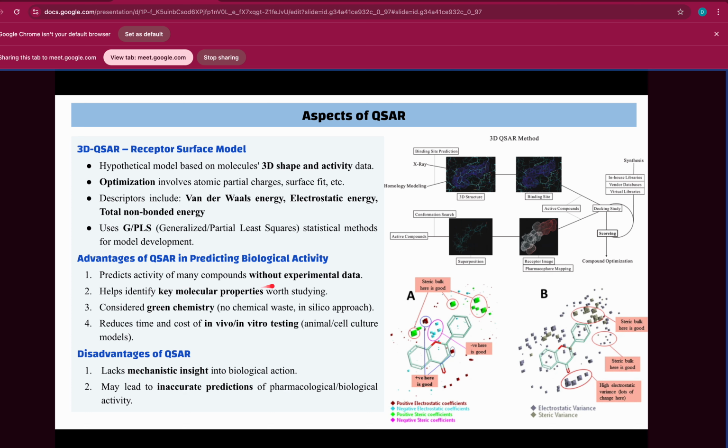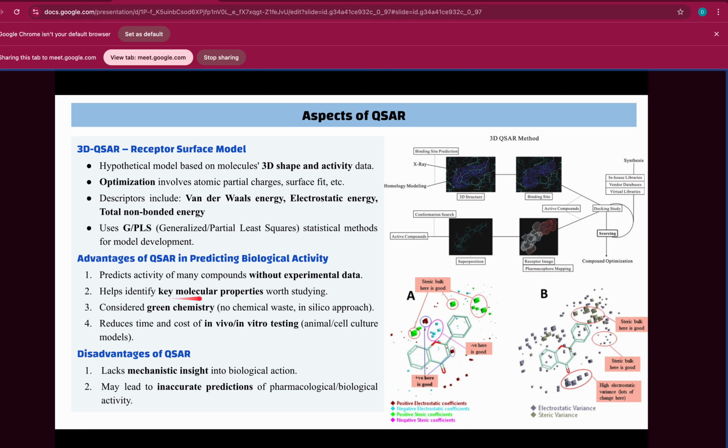So it predicts activity of many compounds without experimental data, because in QSAR you already take the help of existing knowledge. You already know what is the structure and what is the activity, so you design the function or you use mathematical relationships to identify that function, and then you are simply predicting it. So you are not performing experiments for the new compounds. So in that way it is helping you to perform such calculations without any need to perform the experiments.